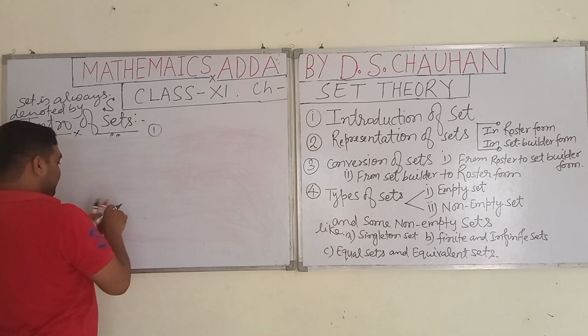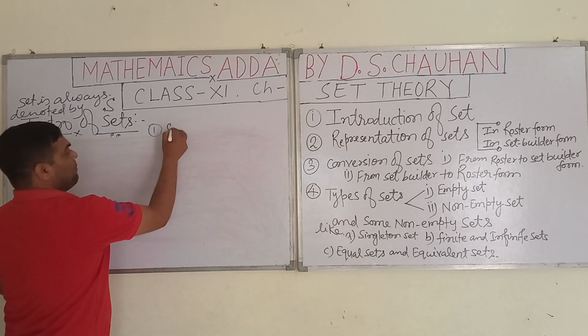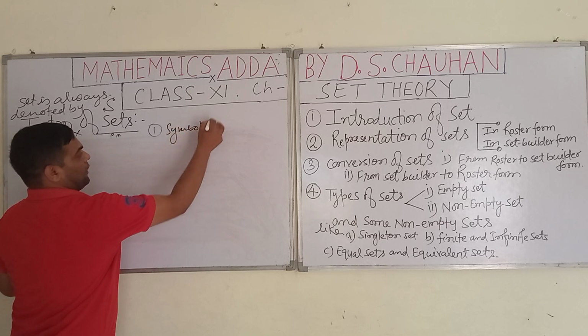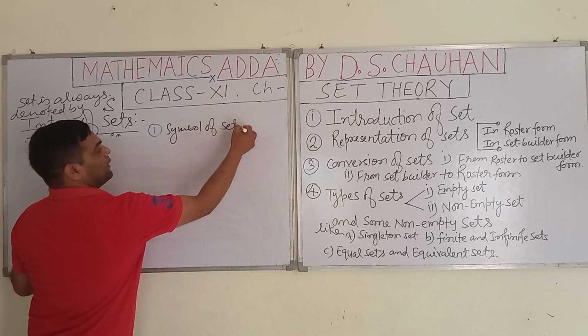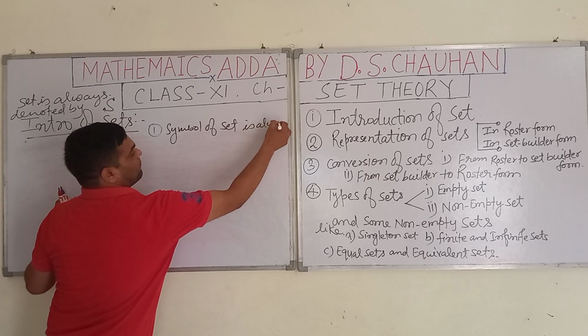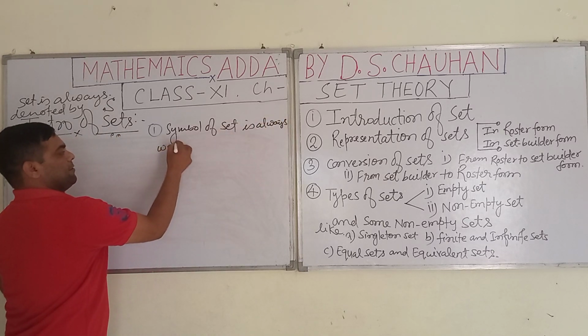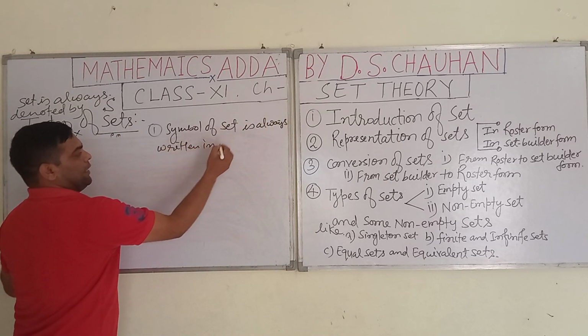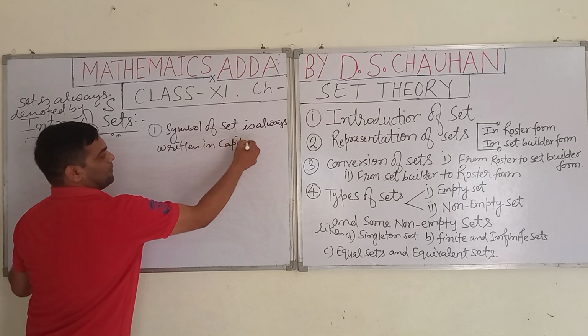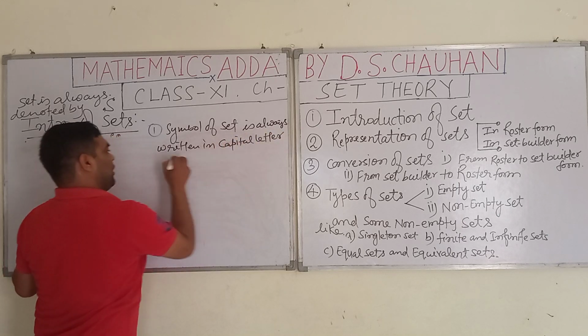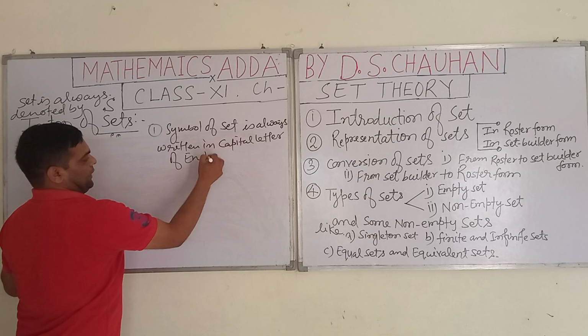Point number 1, the symbol of a set is always written in capital letter of the English alphabet.